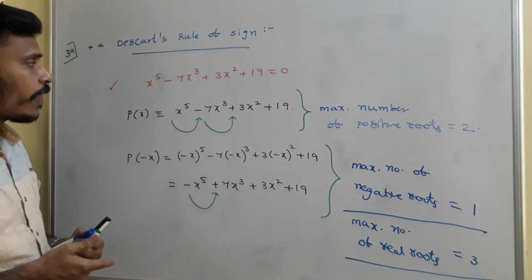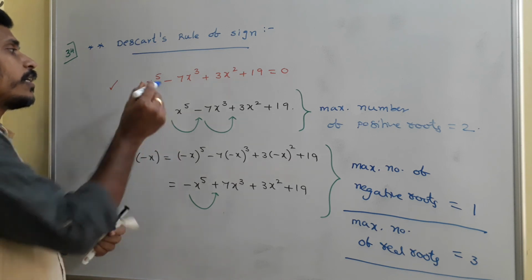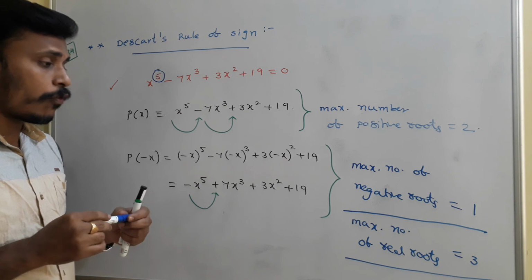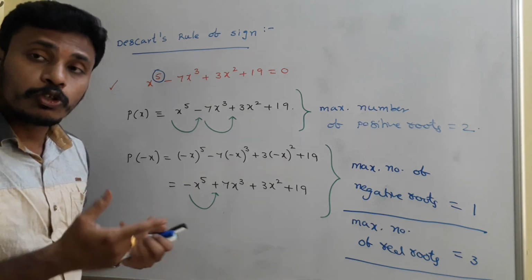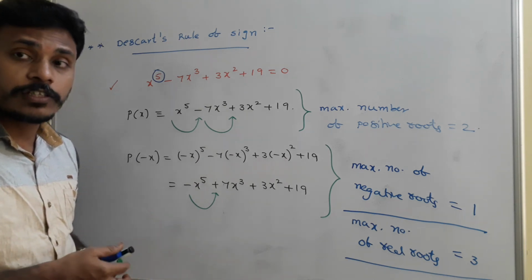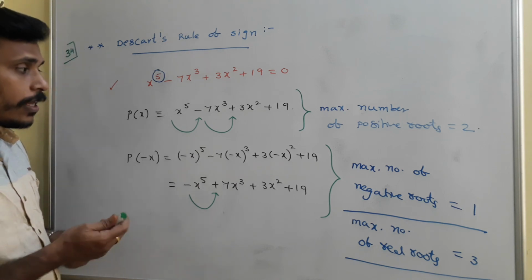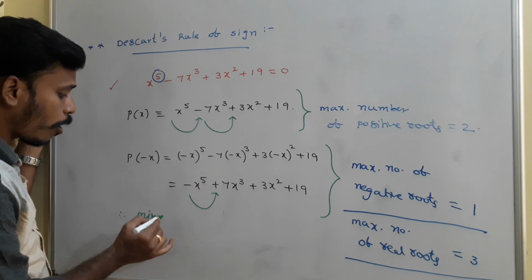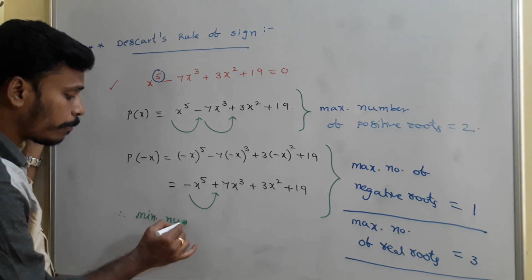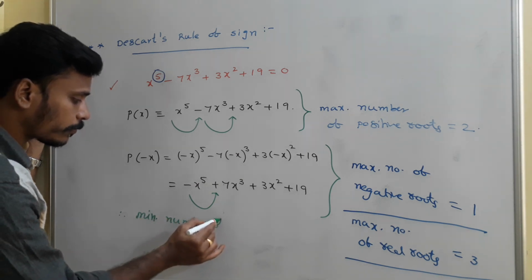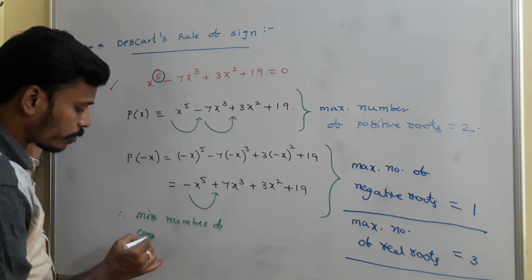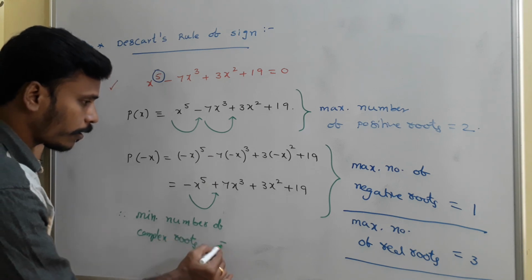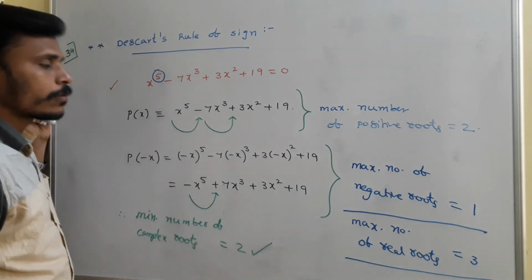Okay. And another thing is, what about the degree? Here the degree is 5, right? Since the degree is 5 and the maximum number of real roots is 3, what to say about the complex roots? So the difference is 2. So the given polynomial equation has a minimum number of imaginary roots, or you may say complex roots. Okay, the minimum number of complex roots is equal to 2. Okay, that's it.